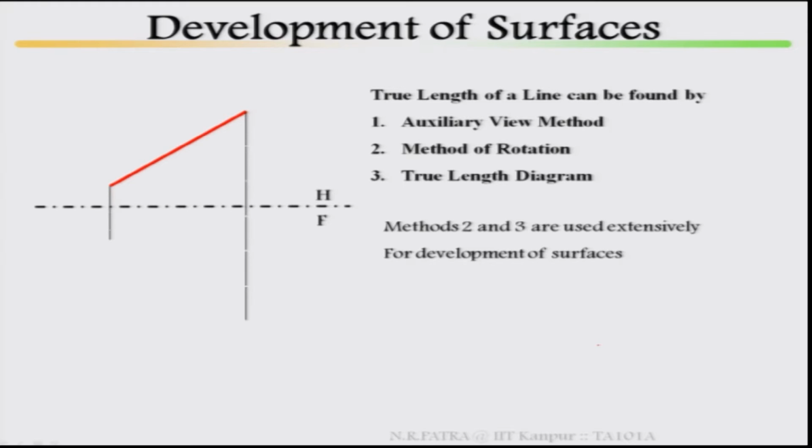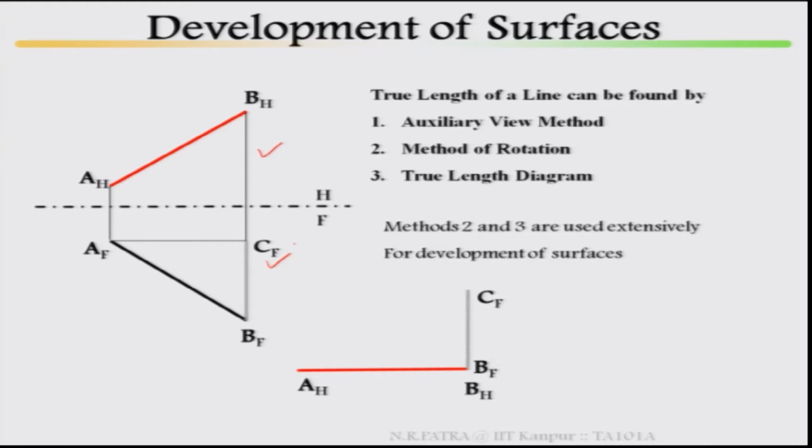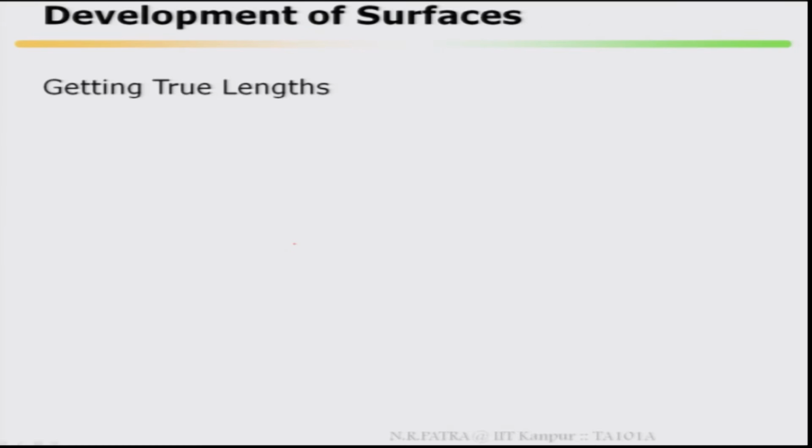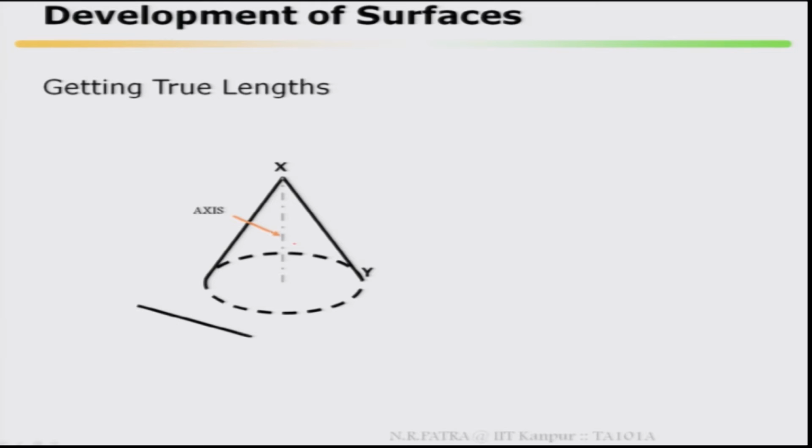Now look at here, there is a line in top view, this is in top view and this is in front view. Now, this line AB, with projections ab and a'b', and this is your true length of line AB, true length diagram. Now, getting the true length, look at here, how are you going to get it?